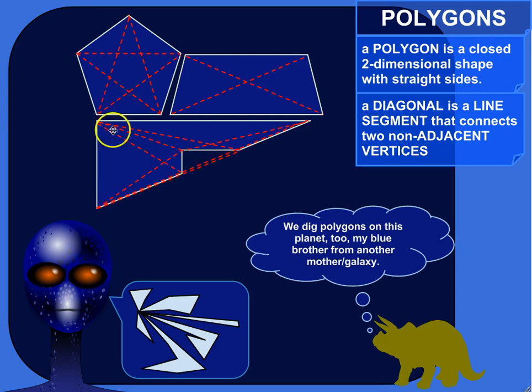So connect everything that's not adjacent, even if it seems like you're doing some weird things. It's not always going to make a nice little pattern like this pentagon. With the regular polygons, yeah, make a nice little pattern, but the irregular polygons, especially concave ones, they might make some weird patterns like that. So a diagonal of a polygon is a line segment that connects two vertices that aren't next to each other. Two non-adjacent vertices.